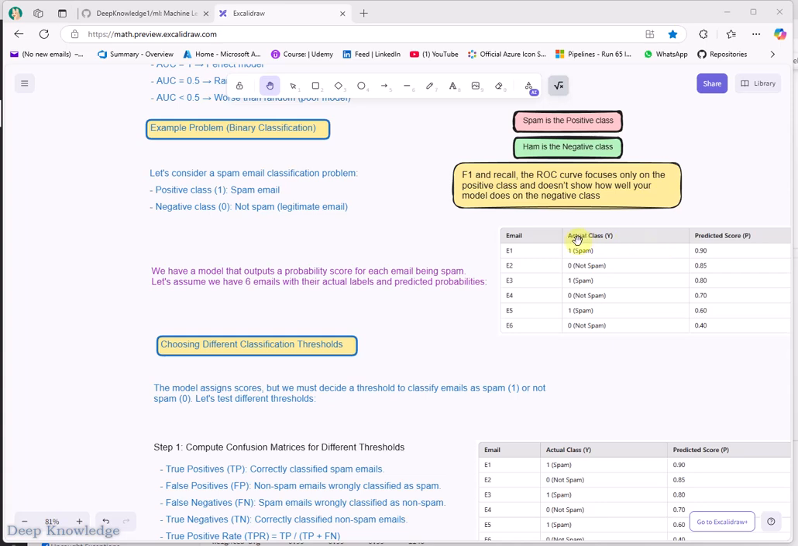Let's see our emails here, email 1, email 2 and email 3, and our class for the first email is spam, for the second email it's not spam, or ham, and email 3 is spam, and so on. Now this is our predicted score. So how do we get this predicted score? If we remember, in logistic regression our model is predicting a probability. If it's greater than 0.5, it should be 1, and less than 0.5, it should be 0, or the other class.